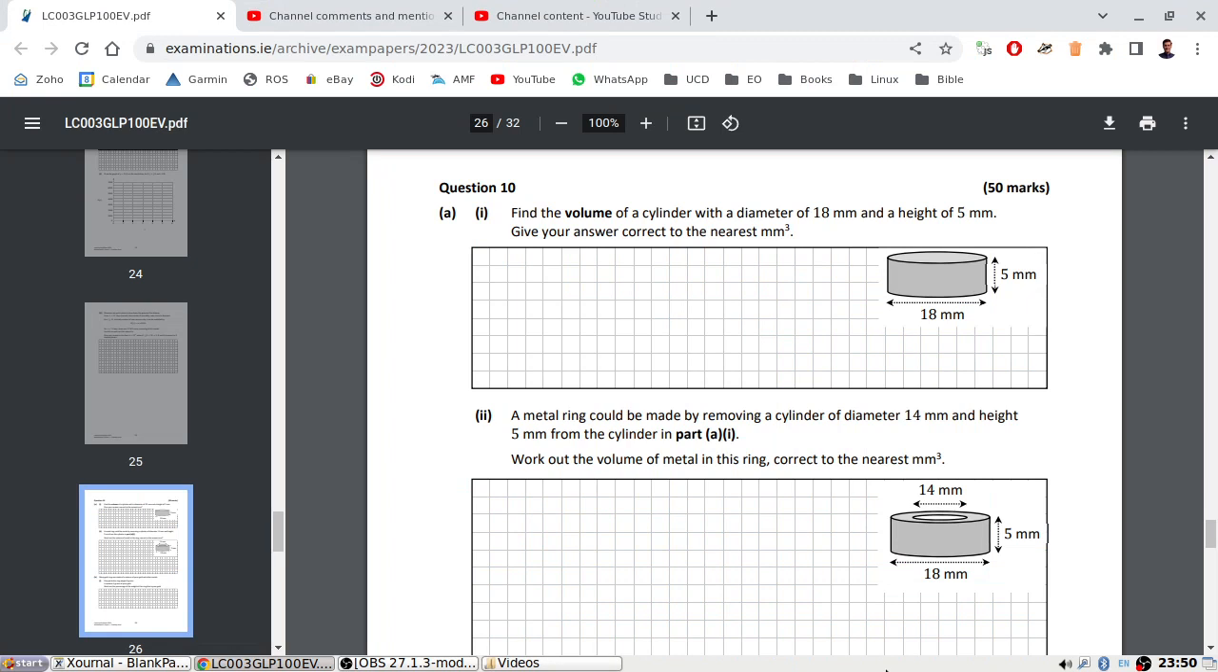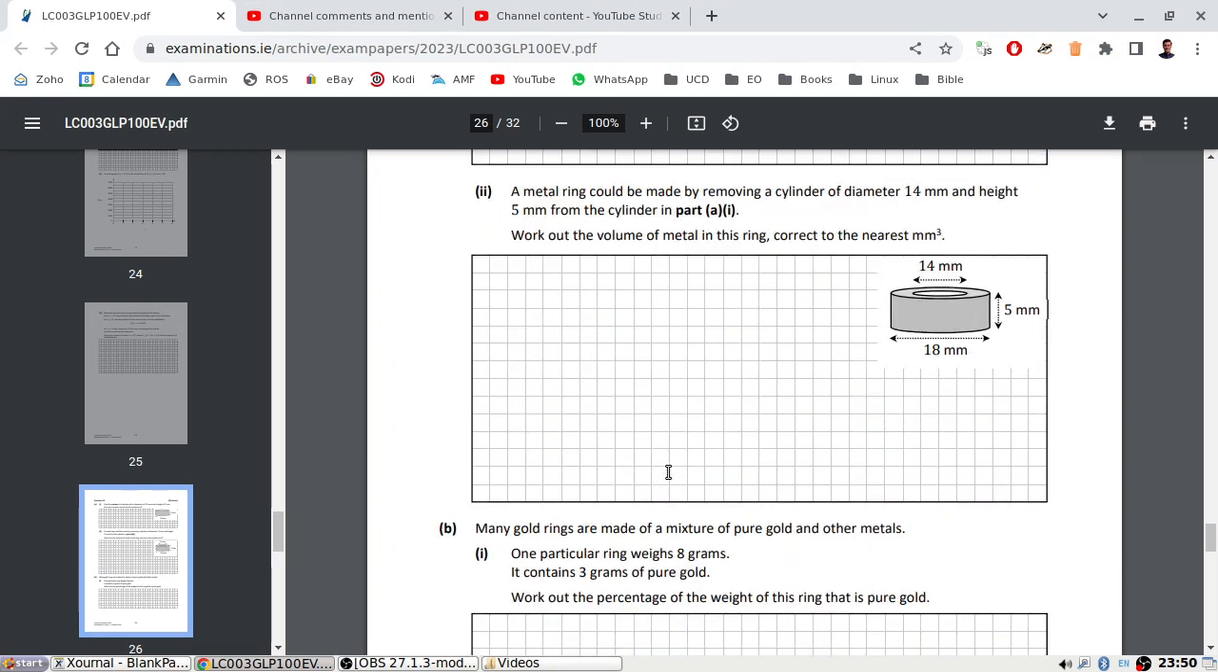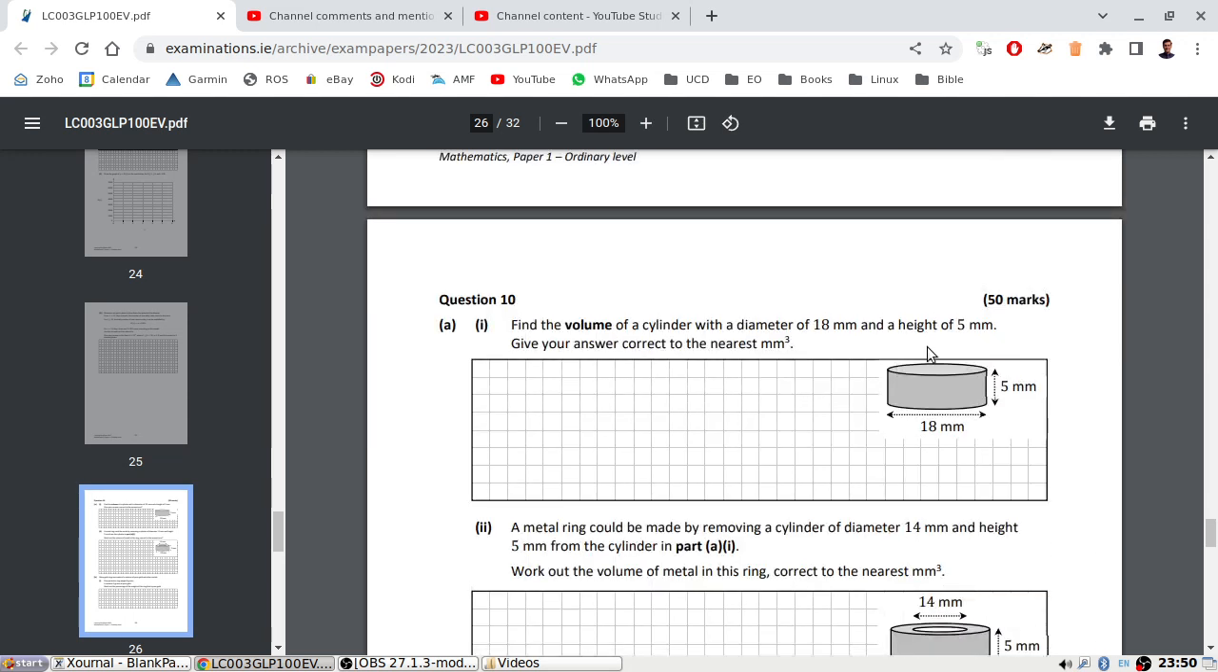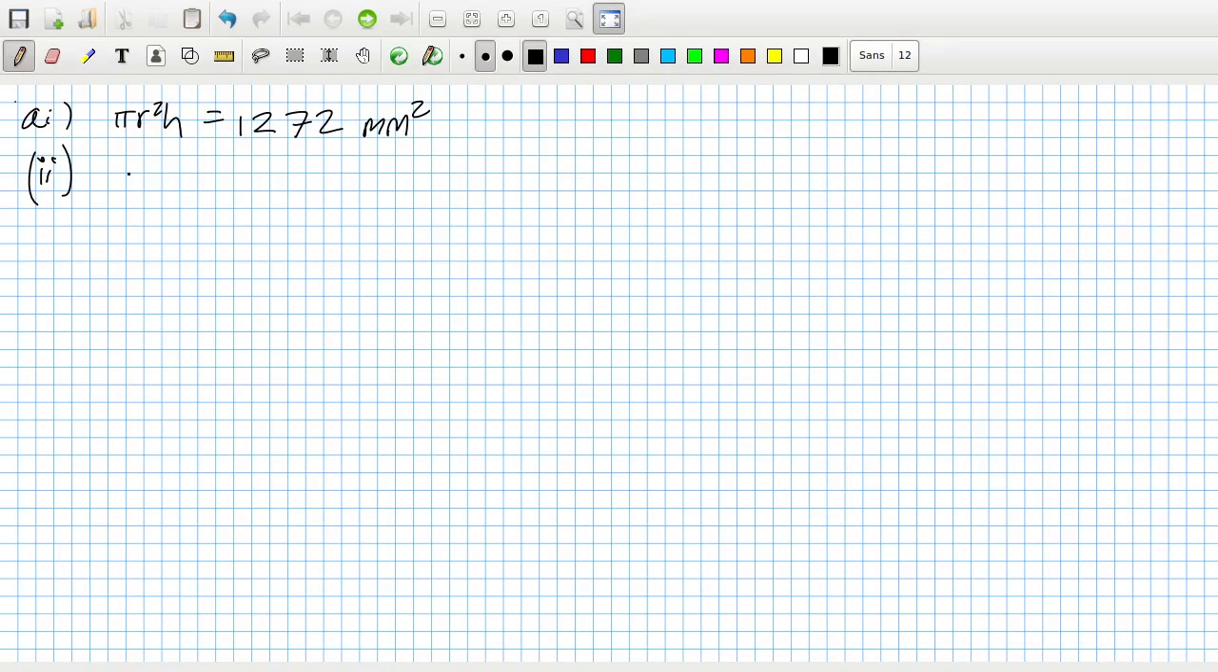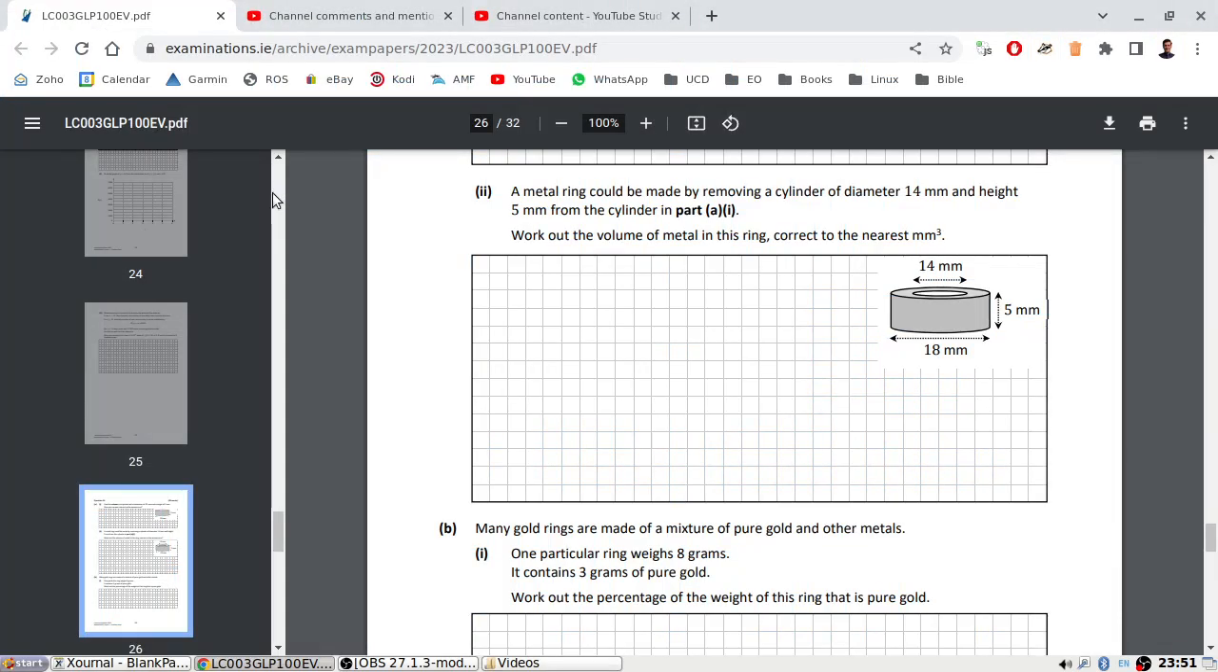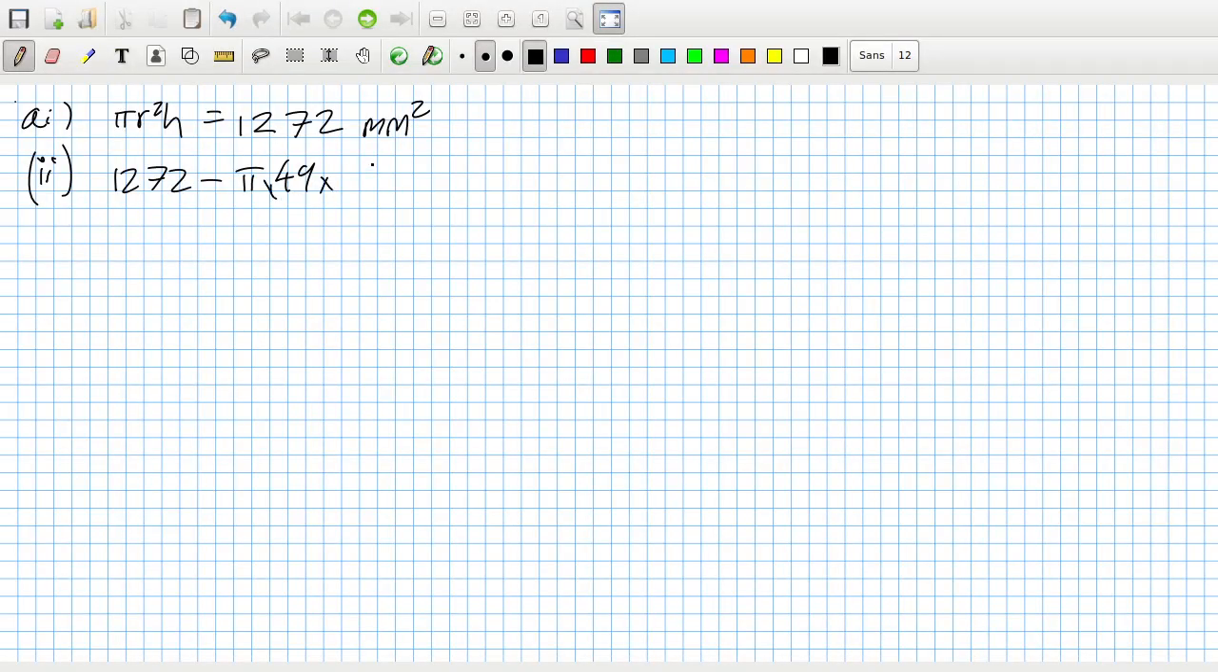A metal ring could be made by removing a cylinder of diameter. Work out the volume of metal in this ring. Okay, so it's the outer, which we have, minus the inner. So that'd be 1272 minus pi r squared, which is 49, times the same height. If I use the full answer from the previous one, I can get a more accurate answer here of 503 millimeters squared.